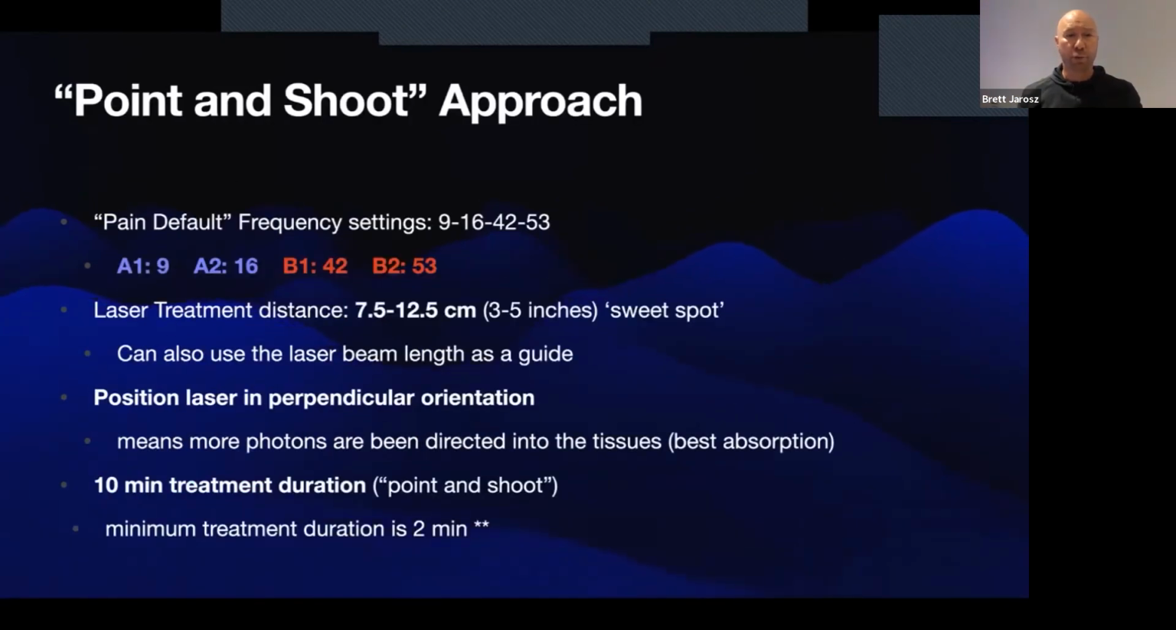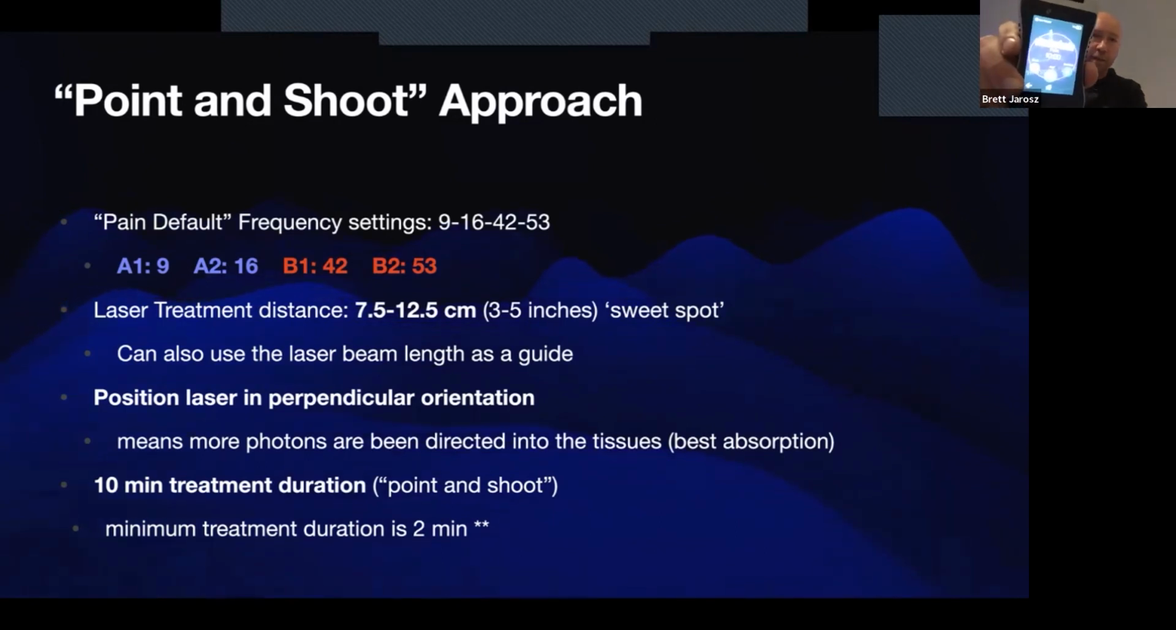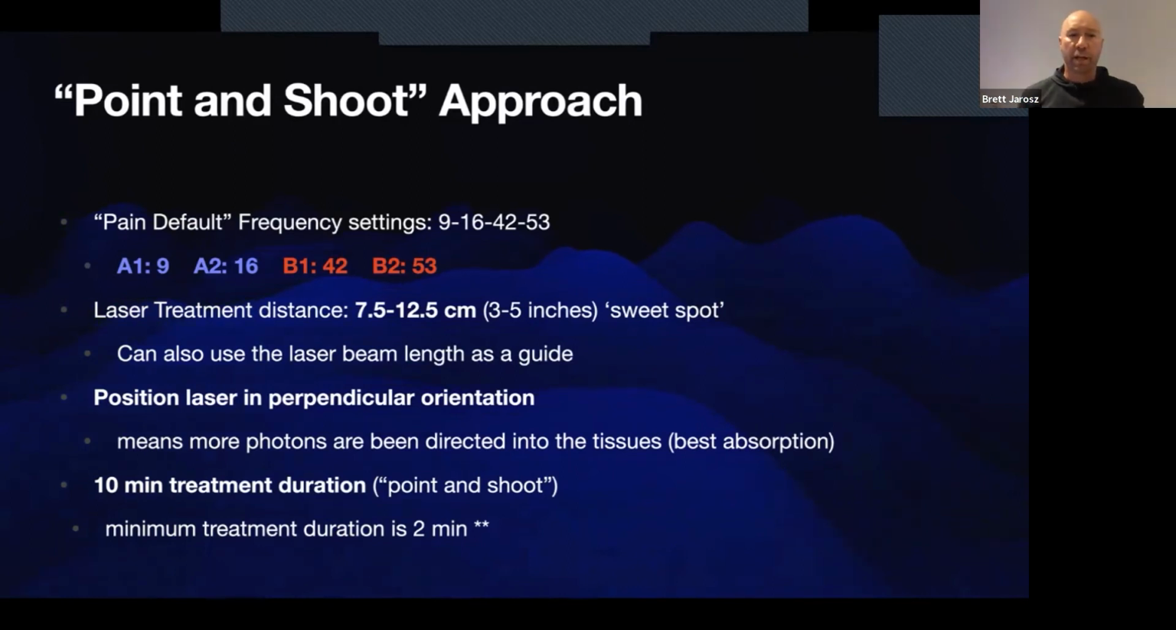So our point and shoot approach, we've talked about this multiple times. So I'm just going to bring up, so in here, obviously, you can see in the middle there, I've got the word pain there, and we can see the frequencies across the top there. We've got 9, 16, 42, 53. And obviously on your slide there, we can see that.